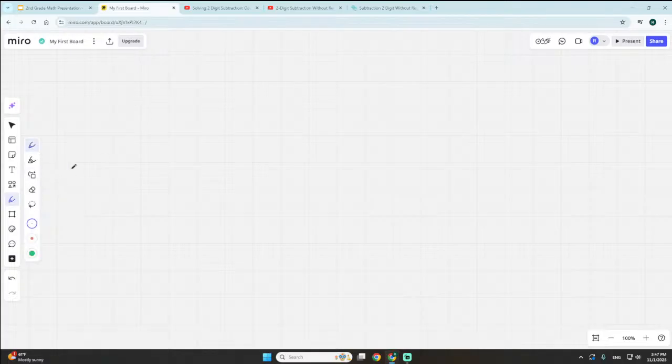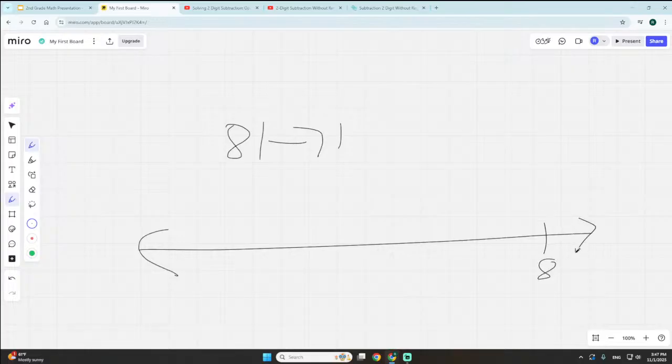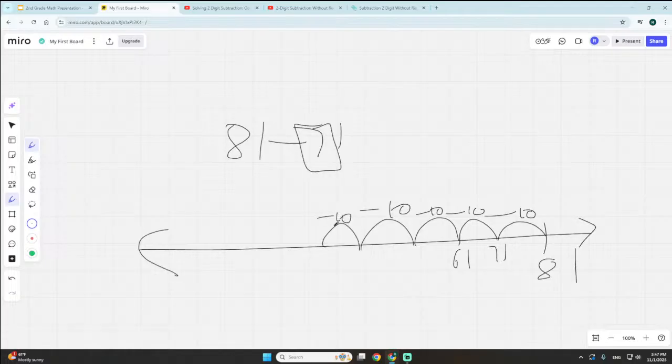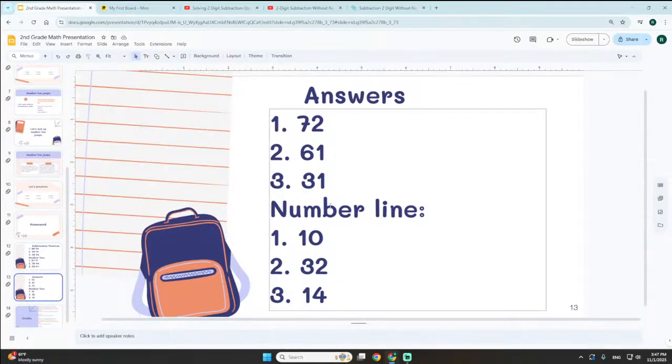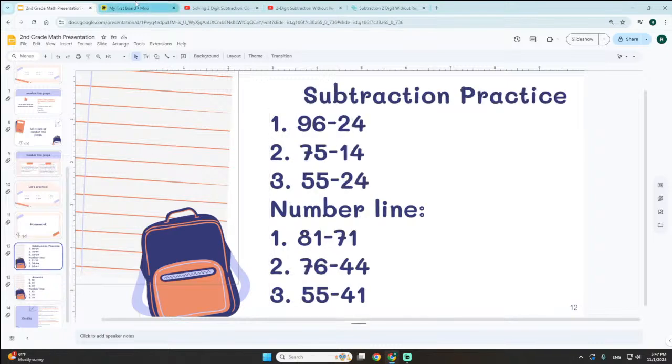So now let's do some number line problems. 81 minus 71. As usual, we have 7 in the tens place, so we do 7 jumps. That's 2 jumps, that's 3 jumps, that's 4 jumps, that's 5 jumps, that's 6 jumps, and that's 7 jumps. And then we have 1 in the ones place, so we do 1 jump of minus 1 to get 10. So those are the answers for the first 4 questions. Let's do the last 2.